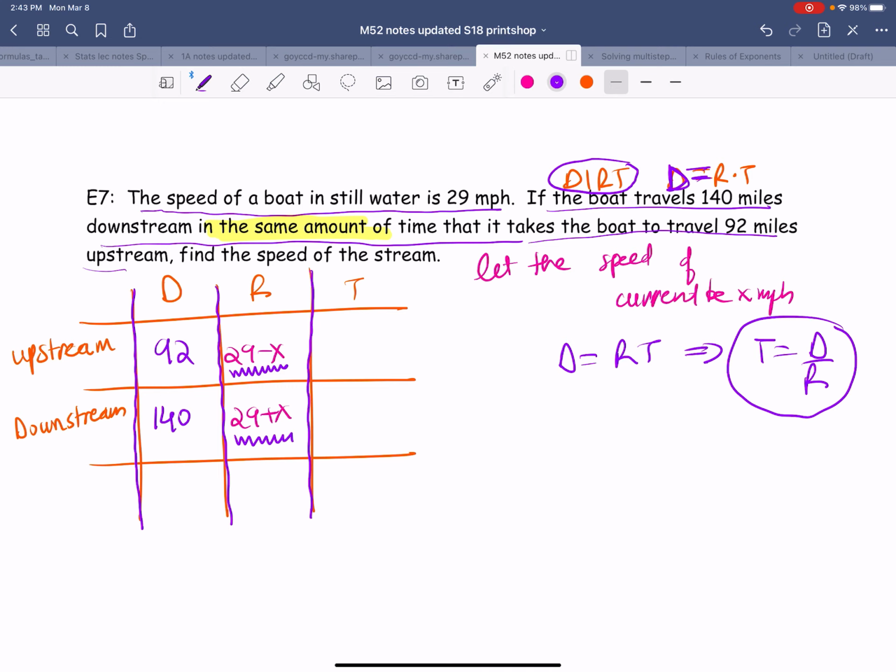Distance divided by rate will be the time. We also know that these two times are equal to each other. So the time going upstream and the time going downstream are both equal. So let's set these times equal to each other.